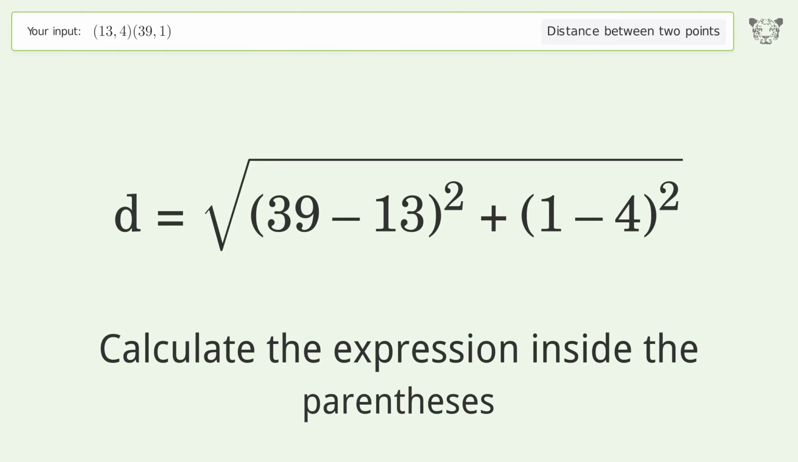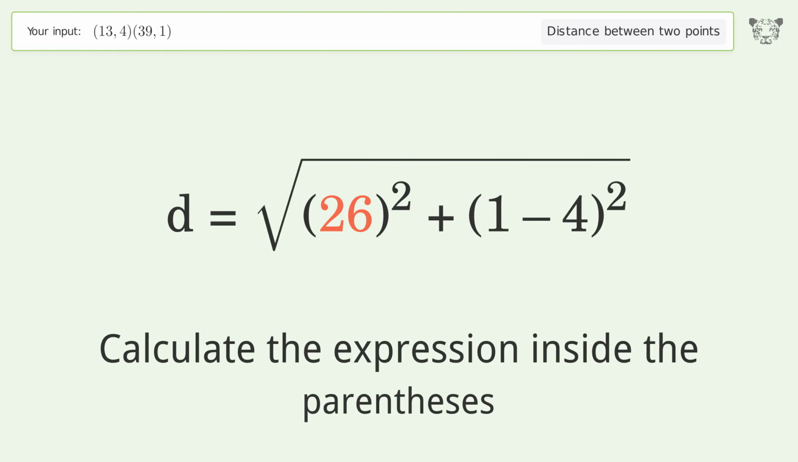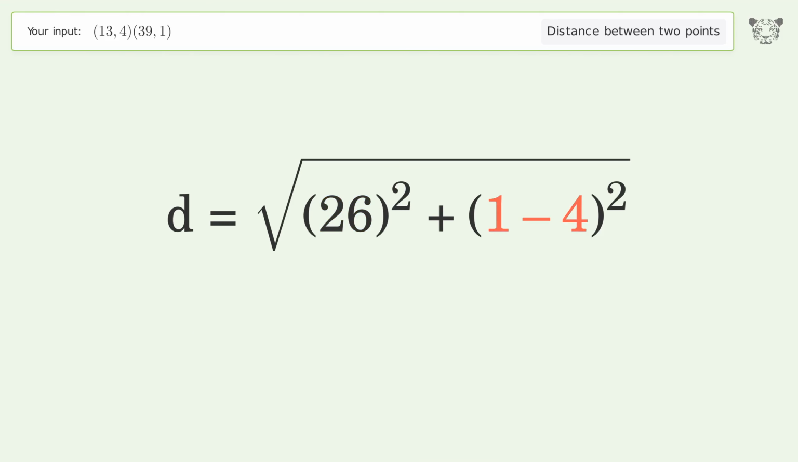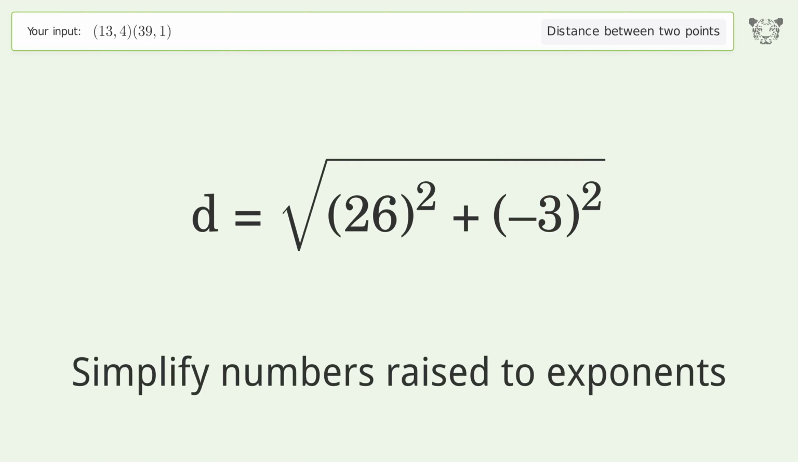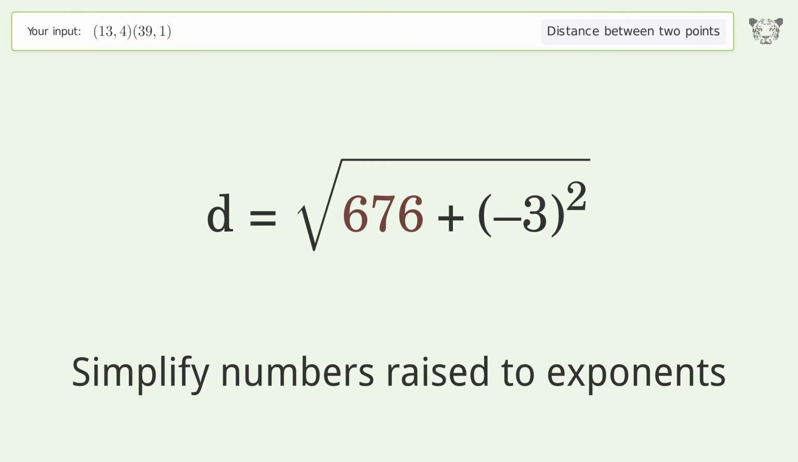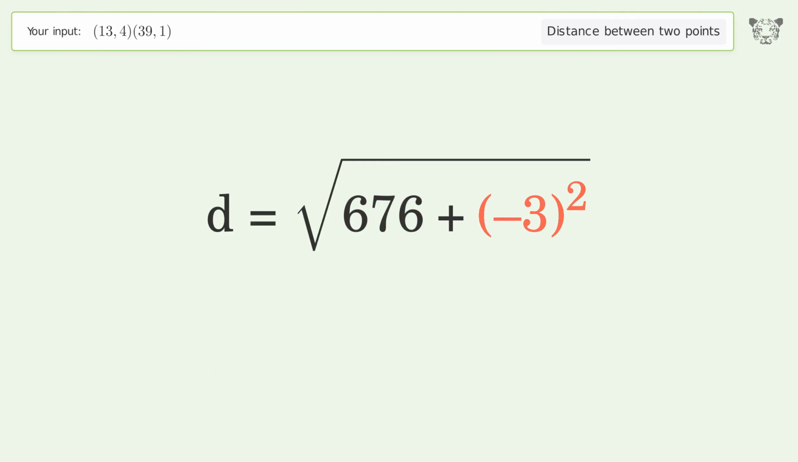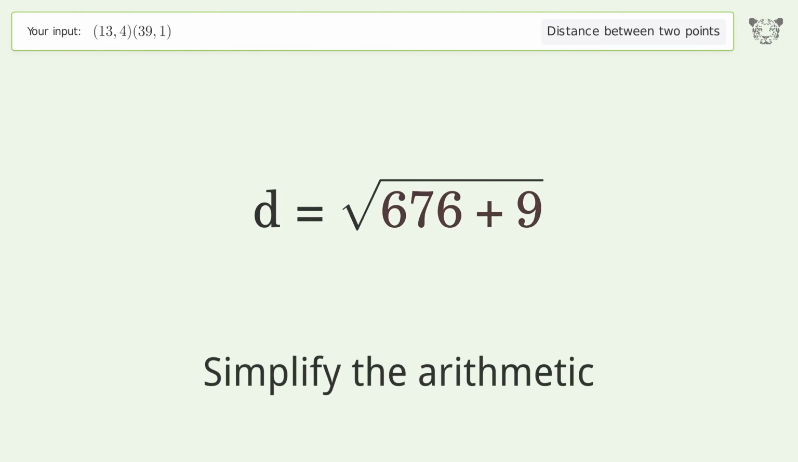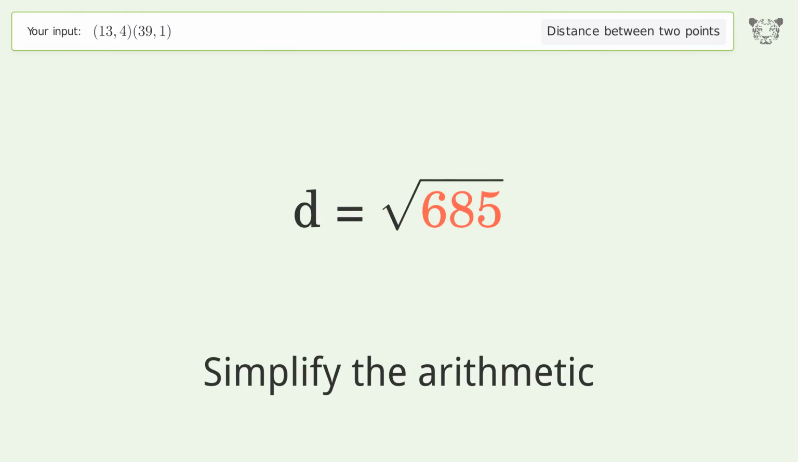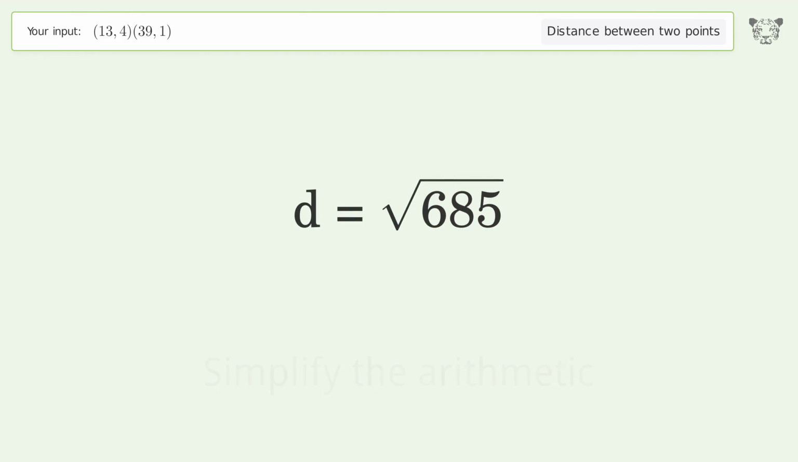Calculate the expression inside the parentheses. Simplify numbers raised to exponents. Simplify the arithmetic. And so the distance between the 2 points is the square root of 685, or 26.173.